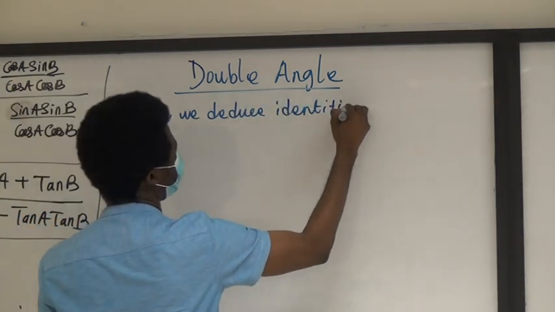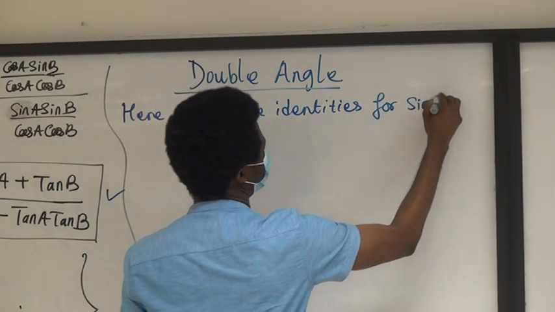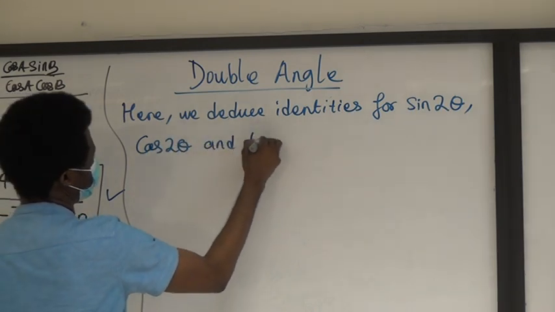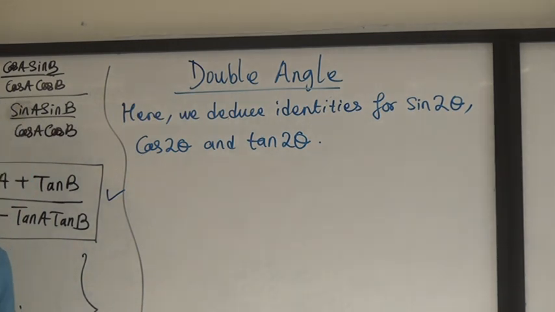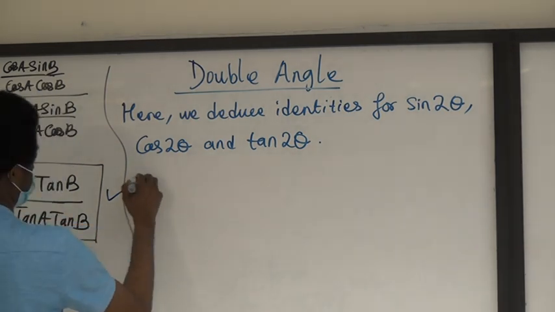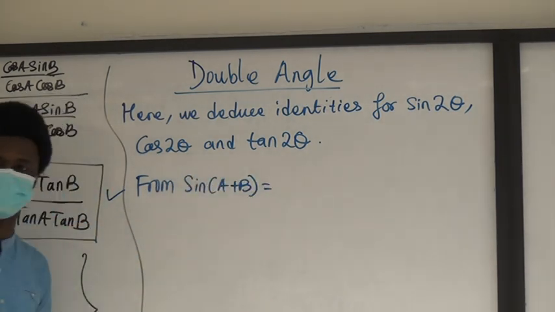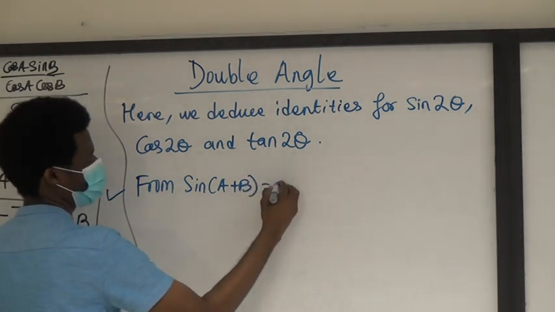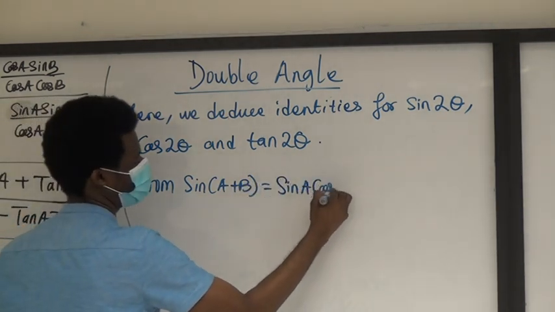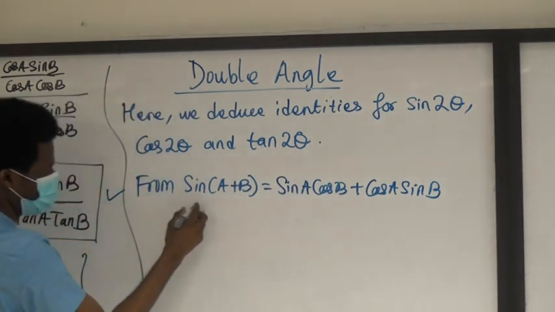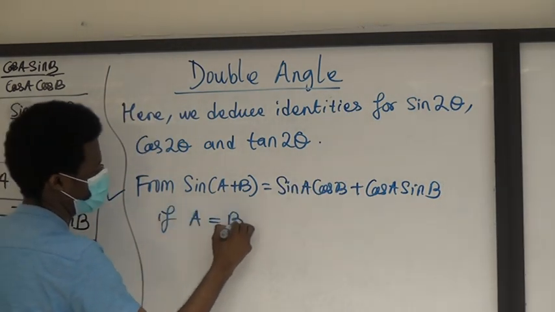For sine, cos, and tan, we deduce identities for sine 2 theta, cos 2 theta, and tan 2 theta. Of course, I could have said sine 2A, cos 2A, tan 2A. It doesn't matter. I just wanted it to not look exactly like this. The first one, from sine(A plus B). Can we try to state sine(A plus B) without looking at that part of the board? Sine A cos B plus cos A sine B. Wonderful.